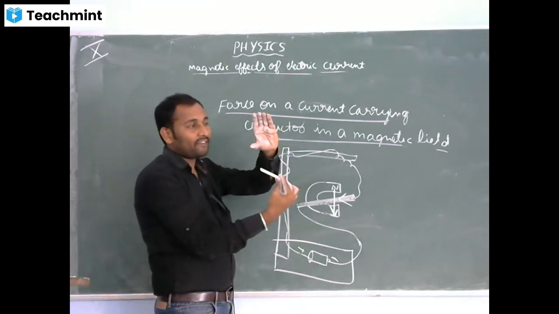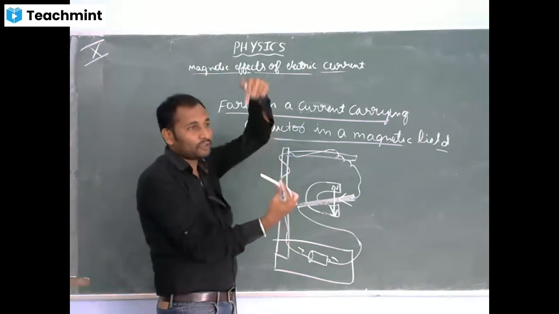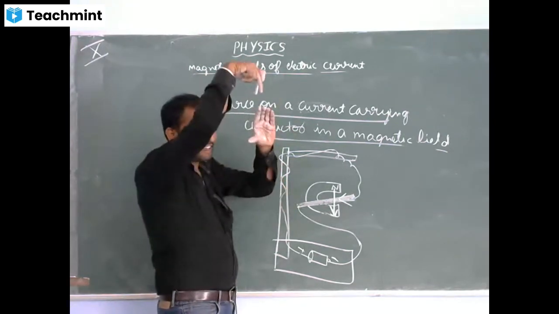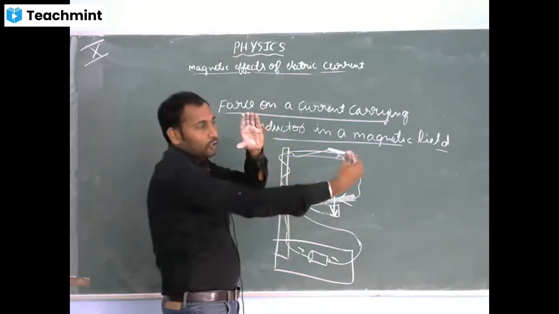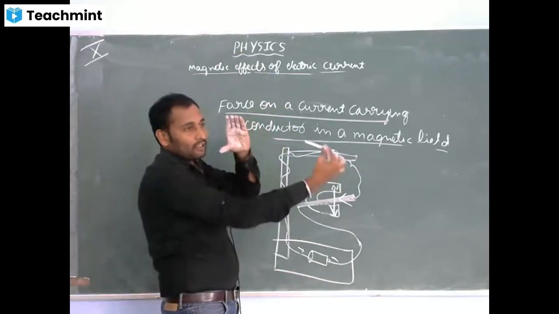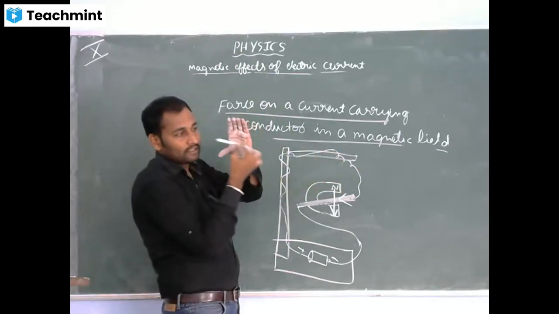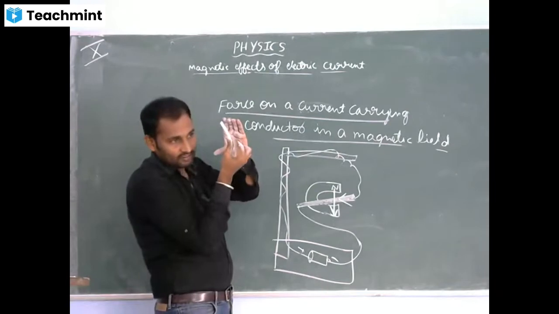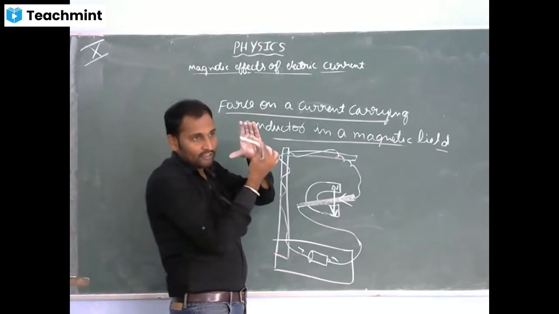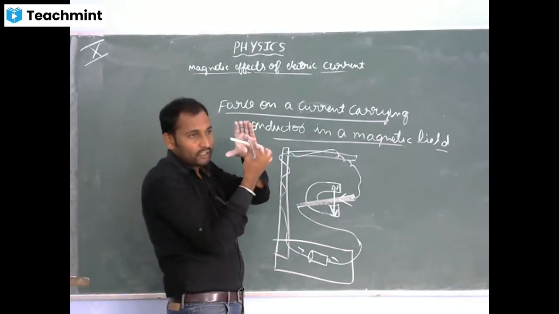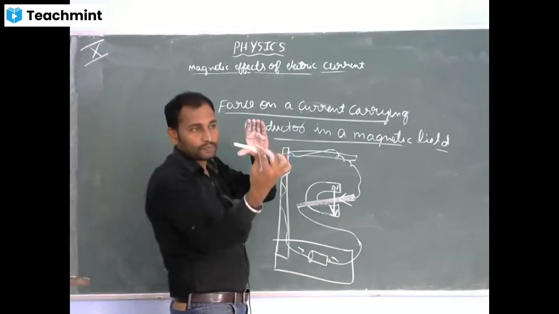This is the arc magnet. So direction of magnetic field in the case of arc magnet is north to south. So magnetic field direction is from up to down. So current is from this side to this side. So as the current is flowing like this, the direction of force or motion of conductor is towards you.